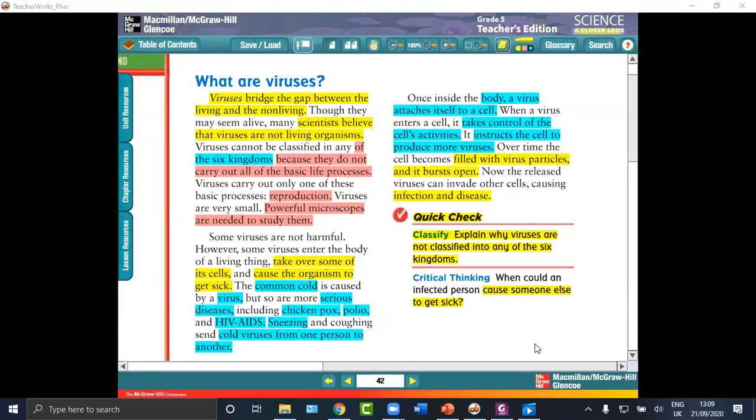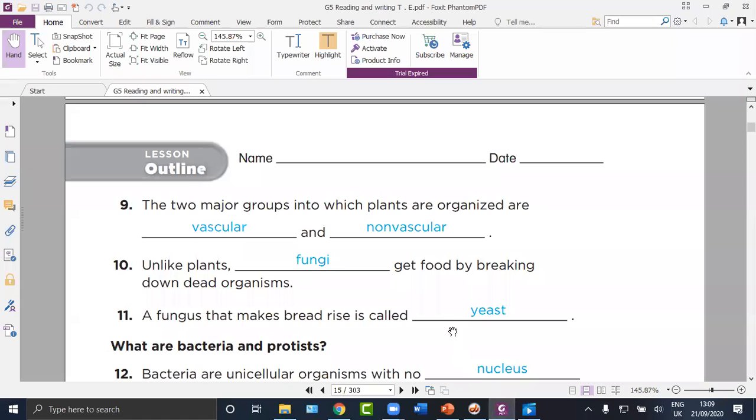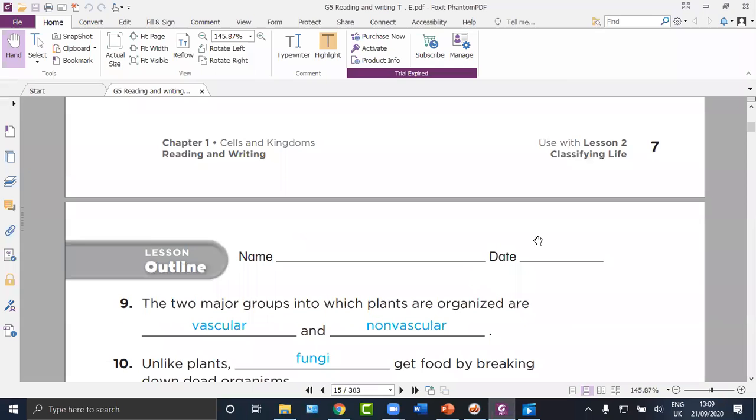Okay. Now, if you're missing anything in the lectures, you come back to the recording on the platform. Okay. Now, yes. Thank you. Now, let's go to the workbook, page 8.